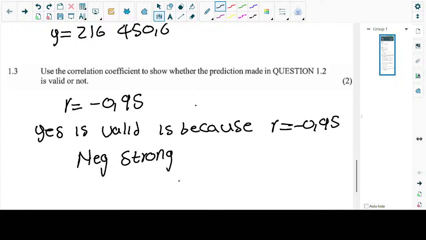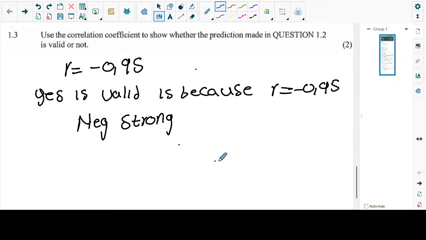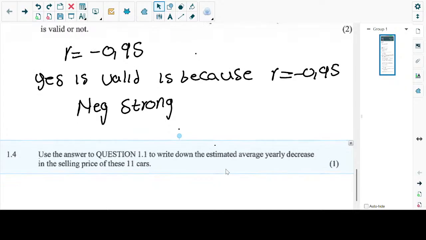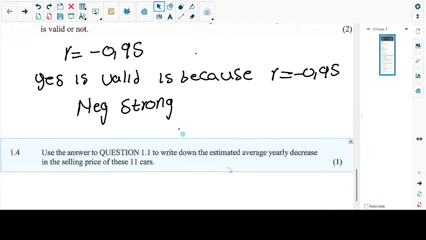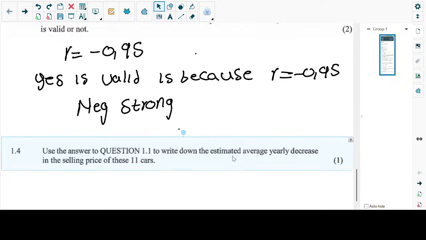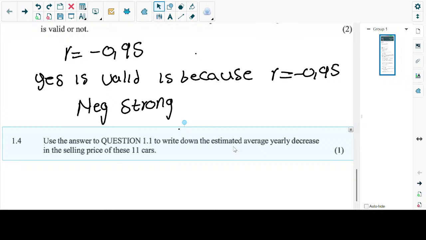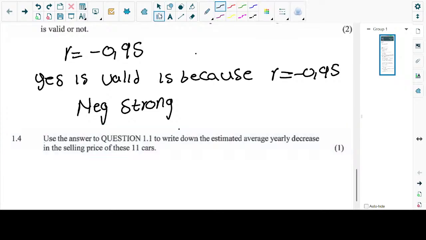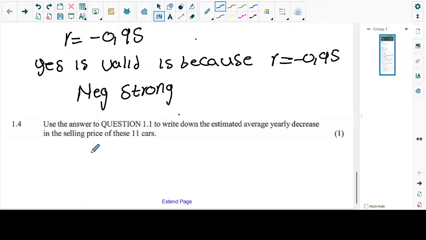Let's go to the last one. Okay, the last one, number 4. So our last one says use the answer to question 1.1 to write down the estimated average yearly decrease in the selling price of these 11 cars. Okay, what are we looking for? The estimated, no? Estimated what? Estimated average yearly decrease.